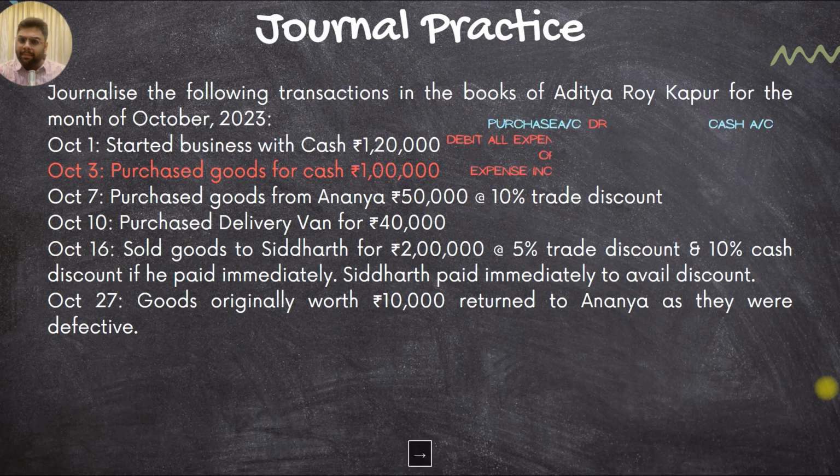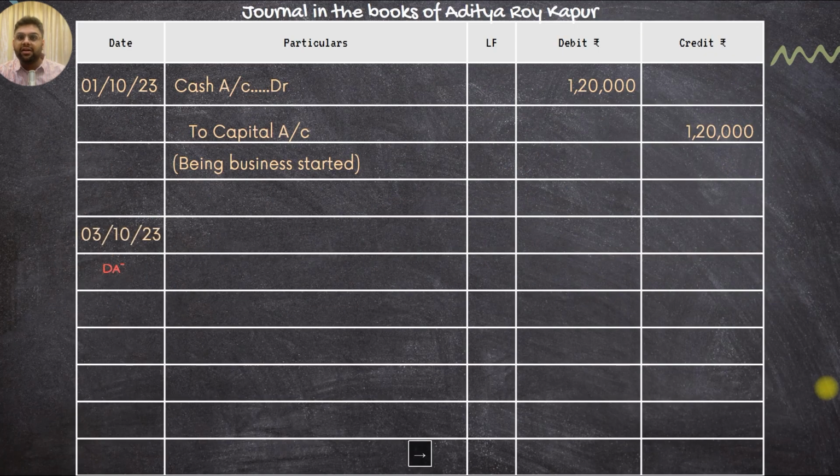Purchase is going to be debited because debit all expenses and losses, or expense increase is debit. Cash will be credited because credit what goes out or asset decrease is credit. Now we know the debits and credits. Let's go to the journal, write the date, 3rd October 23.